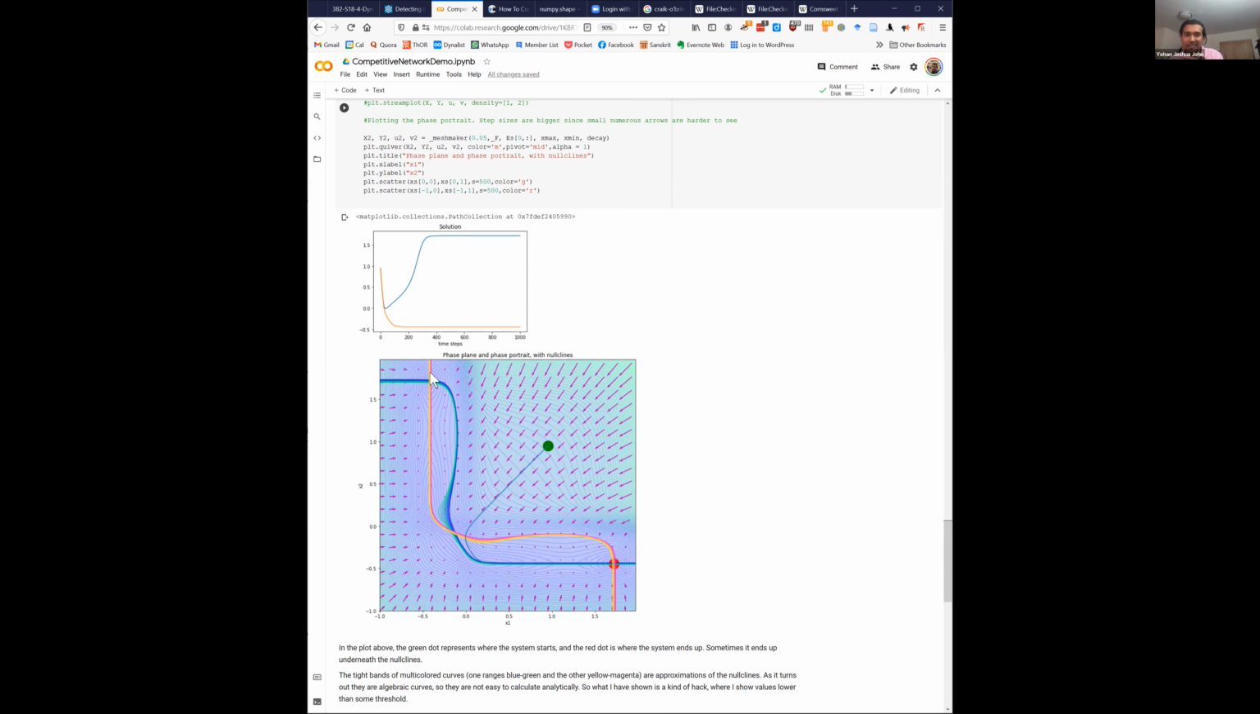It's somewhere in there. So you can see that this is a stable attractor. How I know that is by looking at the arrows and the fact that the null clines meet. If I just saw the null clines and not the arrows, I wouldn't necessarily know anything about it.